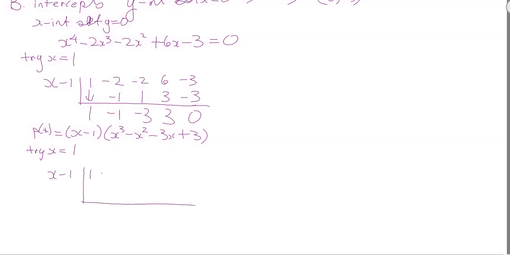So 1x cubed minus 1x squared minus 3x plus 3. I don't need to write plus. 1, negative 1, 0. Negative 1, yeah. 0. Negative 3, 3, 0.